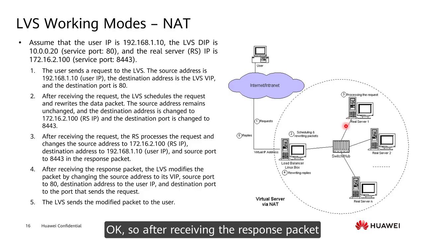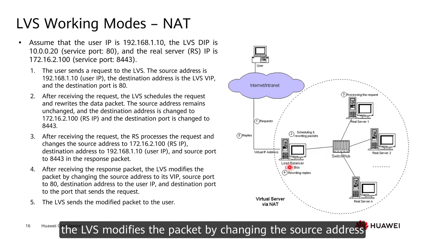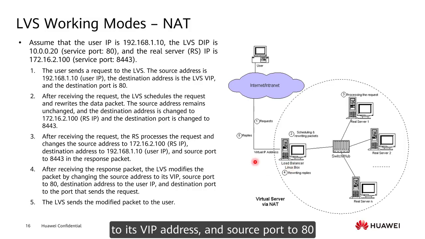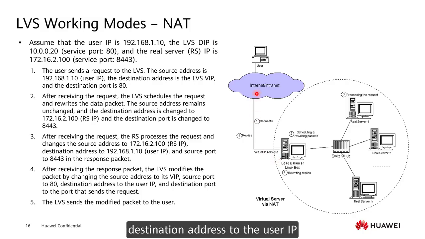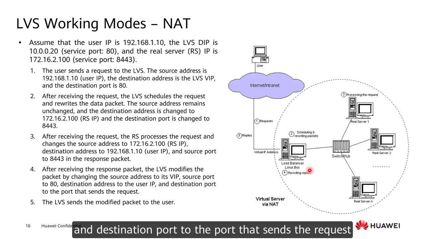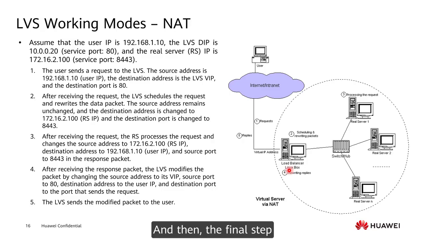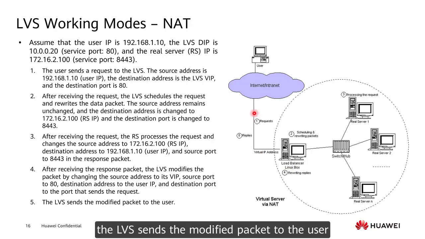Okay, so after receiving the response packet, the LVS modifies the packet by changing the source address to its VIP address and the source port to port 80, destination address to the user IP, and destination port to the port that sends the request. And then, final step, the LVS sends a modified packet to the user.